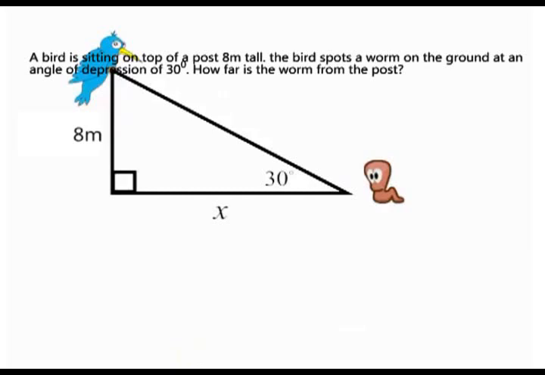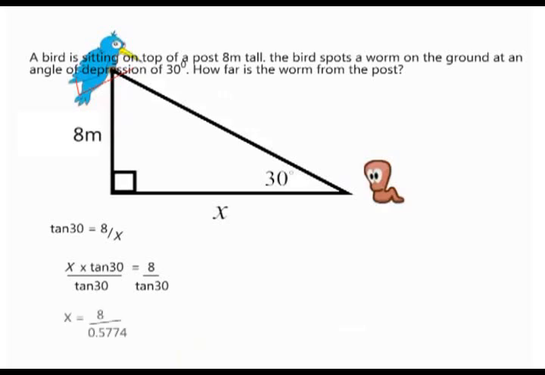8 meters is opposite to 30 degrees. And so tan 30 is equal to 8 over x. Cross multiplication, x times tan 30 is equal to 8. We divide both sides by tan 30. Tan 30 is equal to 0.5774 from the tables.